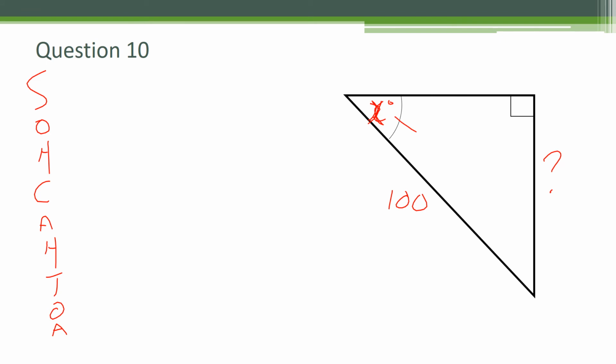Boom. Okay, which sides am I working with? I'm working with the opposite and the hypotenuse. Which one has the O and the H in it? Boom. Sine again. Sine of I don't know is equal to my opposite.